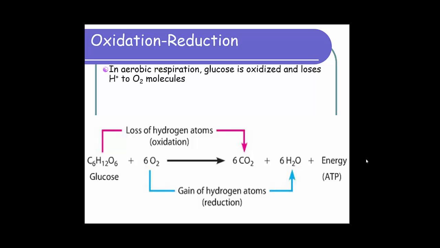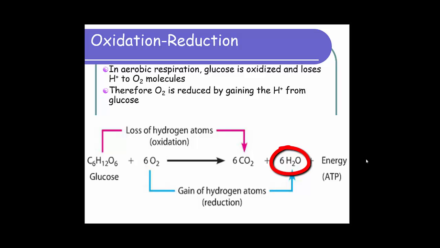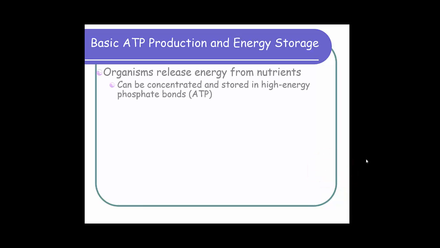In aerobic respiration, glucose will be oxidized and lose hydrogen atoms to oxygen molecules eventually. Therefore, oxygen is reduced by gaining the hydrogens from the glucose, and this oxygen then will form water. Glucose loses the hydrogen atoms, eventually forming CO2, while oxygen gains the hydrogen, forming water. In this process, we also make ATP. Organisms release energy from nutrients. This energy then can be concentrated and stored in high-energy phosphate bonds within ATP.